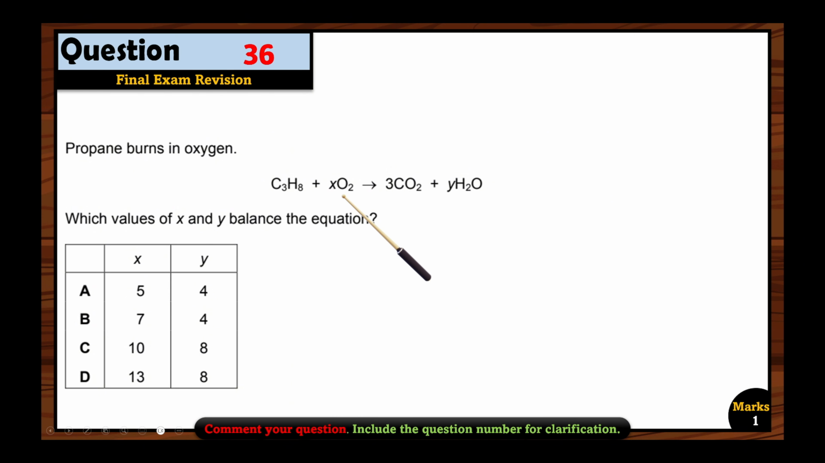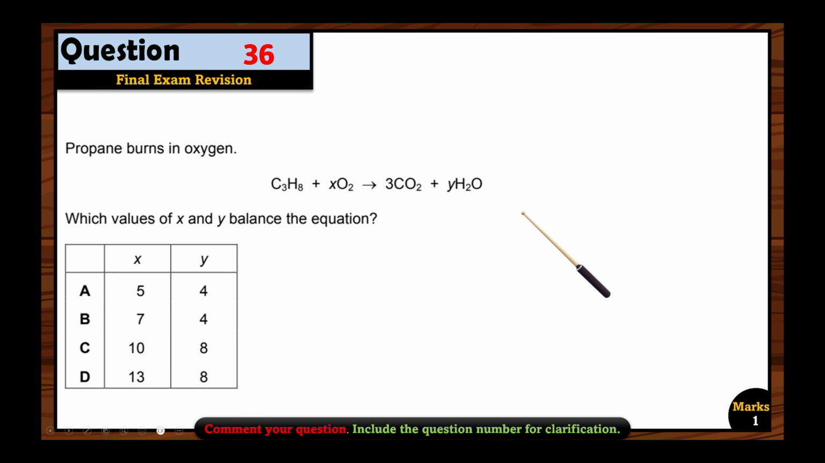So now let's see hydrogen. We are already sure about that. How many hydrogen do we have in the reactants? 8. So how much should be here? Of course, it should be 4. Right? If we have 4 here, then 4 twos are 8. So it will be balanced, right? So y is actually 4.